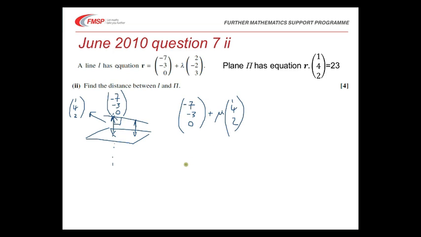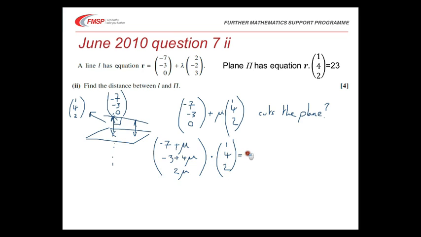I want to know where this line cuts the plane. That's my question. Where does that cut the plane? Well, it will cut the plane when this dotted with that is 23. So I've got (-7 plus mu, -3 plus 4 mu, and 2 mu) dotted with (1, 4, 2) should equal 23, and this is now just an equation in mu.